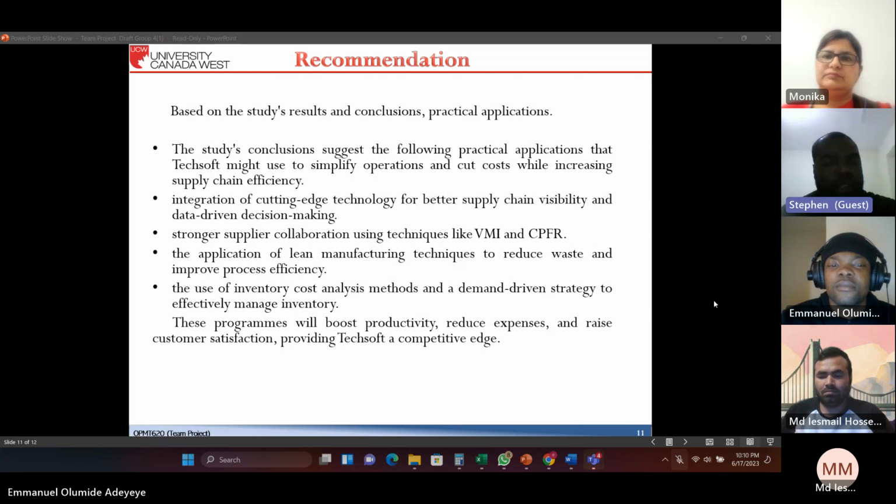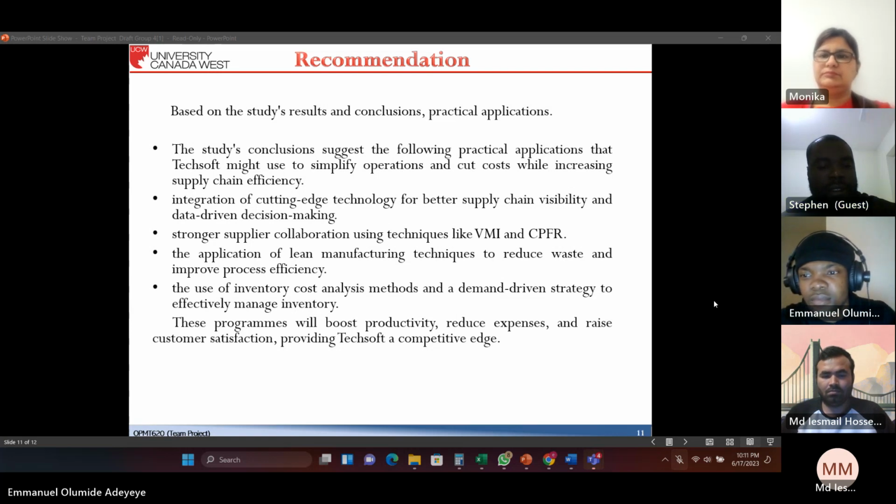The second recommendation is for the integration of cutting-edge technology for better supply chain visibility and data-driven decision-making. We are also recommending a stronger supplier collaboration using techniques like VMI and CPFR. We also have the application of lean manufacturing techniques to reduce waste and improve process efficiency. Lastly, we are going to recommend the use of inventory cost analysis method and a data-driven strategy to effectively manage inventory. These programs will boost productivity, reduce expenses, and raise customer satisfaction, providing TechSoft a competitive edge.